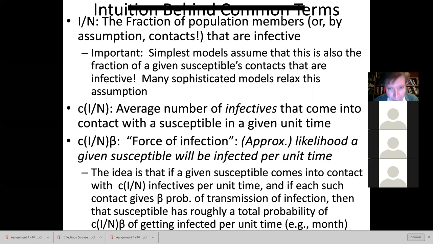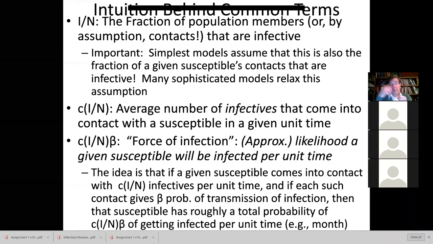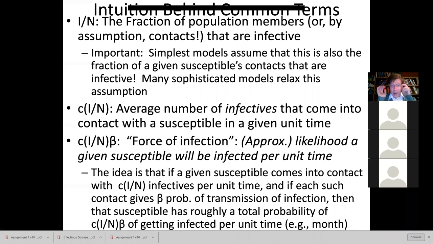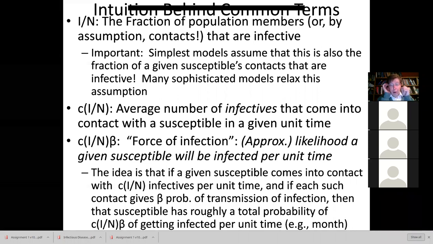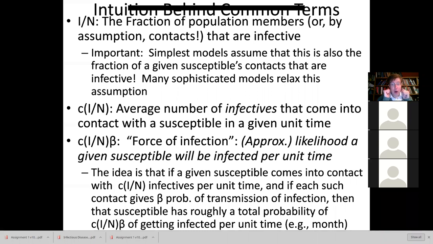The contacts per susceptible, per unit time, right? Say per day or per month or per week, whatever your unit of time is. So the idea is, look, I'm a given susceptible. I have C contacts per, let's say, per day with anyone. Now, C times I over N will give the number of contacts that I'll tend to have with infective people per day on average.